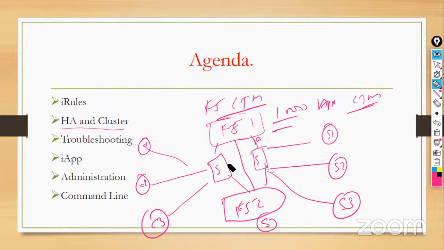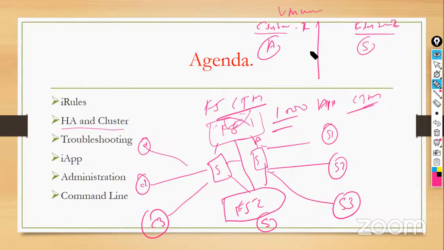So now if your active unit goes down because of some issue, maybe a hardware issue, or maybe this is configured in your VM environment, okay, so for example you are using VMware. You have cluster 1 and you have cluster 2. So what you did is configure your active on cluster 1, and you have the standby on cluster 2, right?